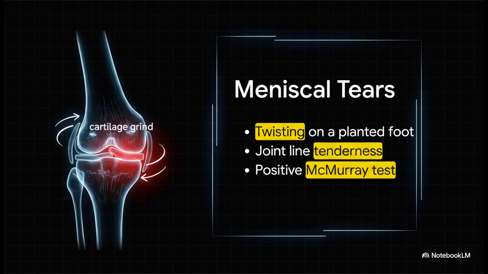Okay, moving off the ligaments and onto the cartilage, let's detail meniscal tears. The mechanism here is what we call the cartilage grind. This is driven strictly by twisting injuries on a planted foot. When you're examining this patient, you need to identify joint line tenderness, but your definitive exam maneuver is going to be a positive McMurray test. When you perform the McMurray, you are feeling for a palpable catching or clicking sensation. That's the torn avascular cartilage fragment literally grinding within the joint space. The patient will also likely report mechanical locking of the knee.